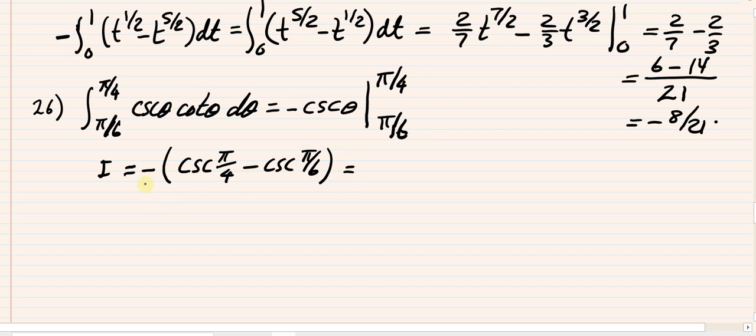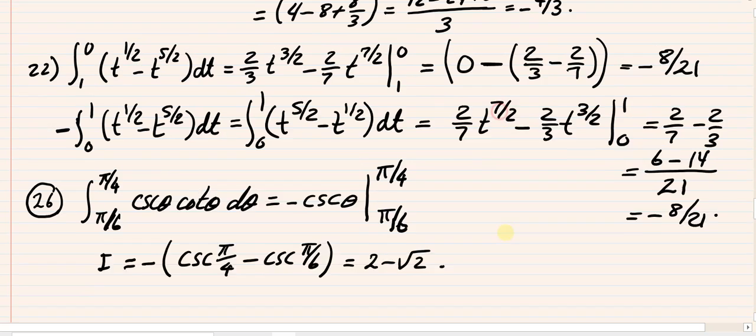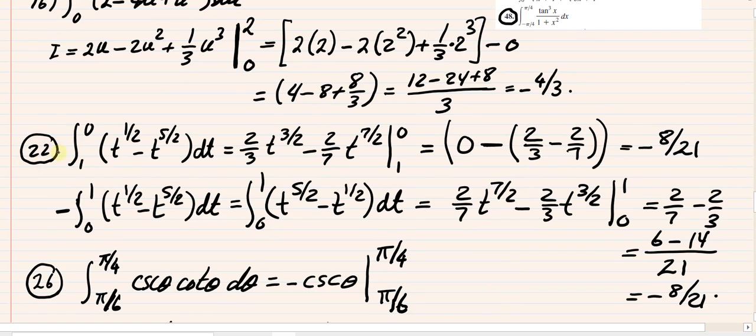And you can move the negative throughout if you like. Now cosecant of pi over 4, cosecant is 1 over sine, so it's going to be root 2, right? Because it's the reciprocal of 1 over root 2. Sine of pi over 6 is 1/2, so cosecant of pi over 6, 1 over sine, would be 2. So the answer is going to be 2 minus root 2. There you have number 26.